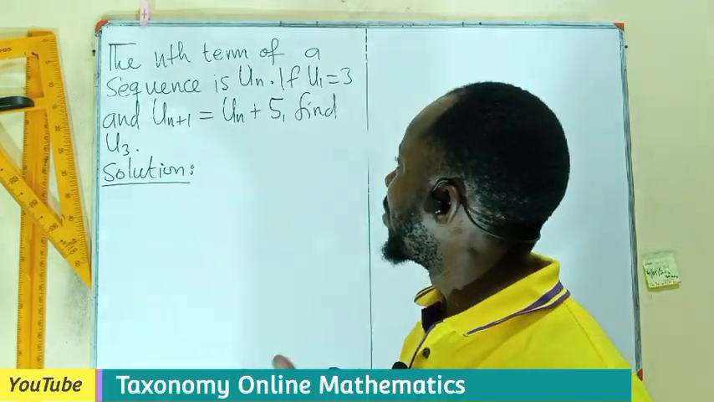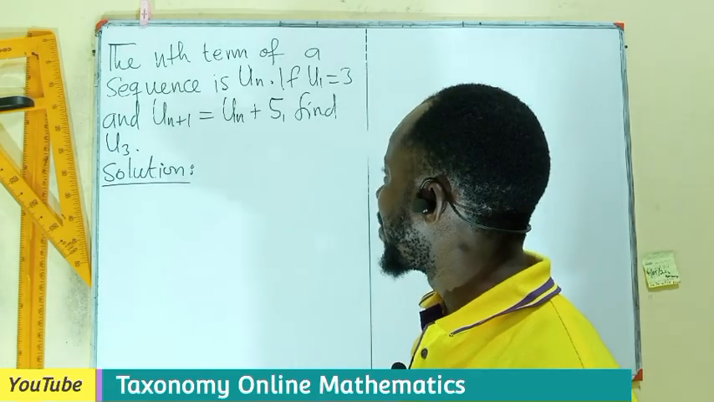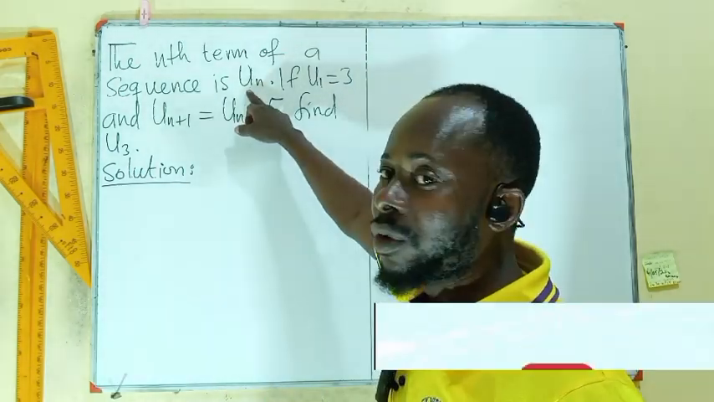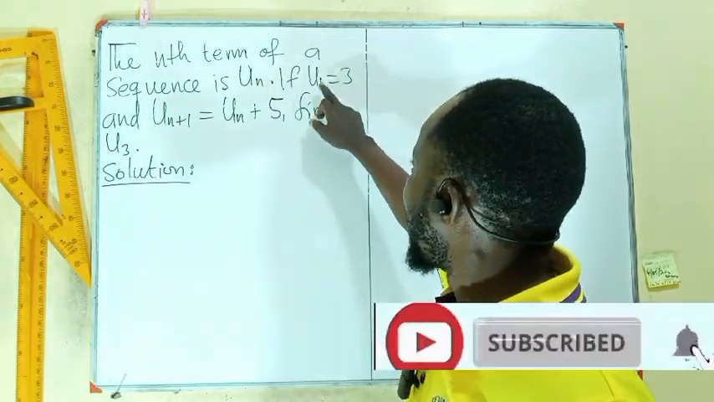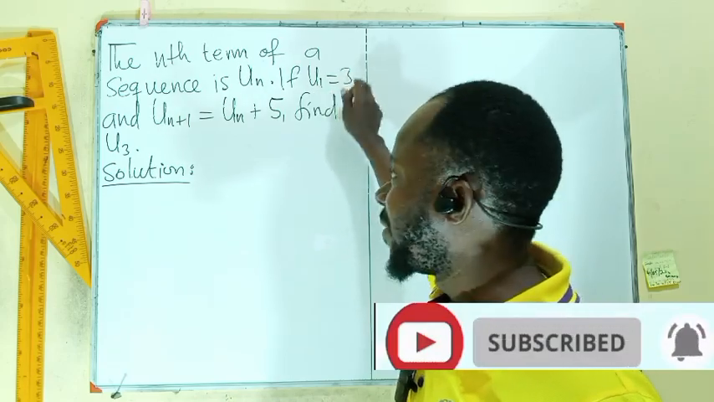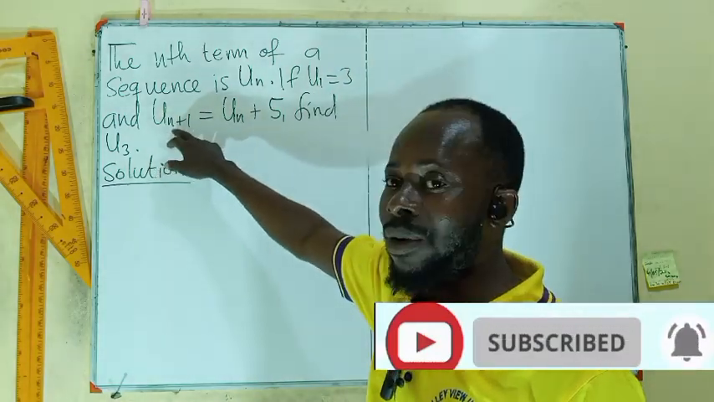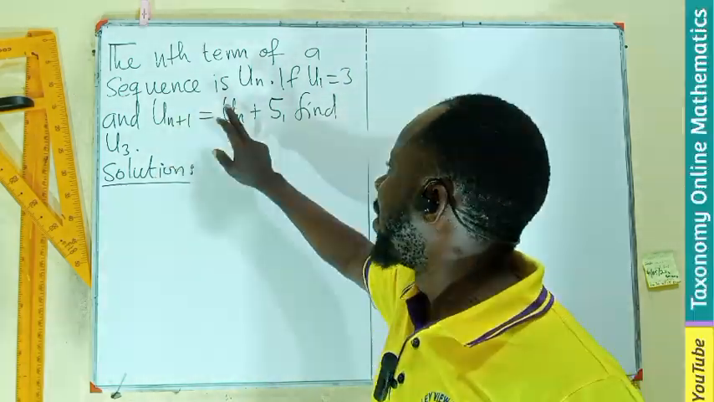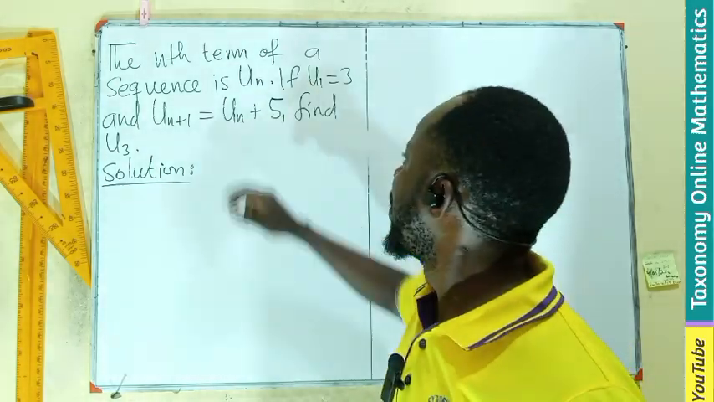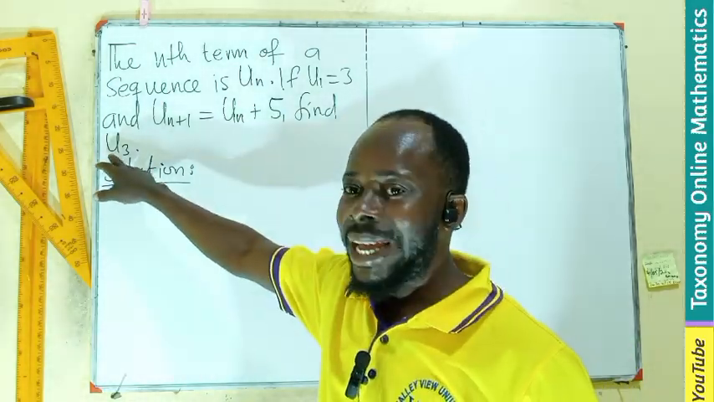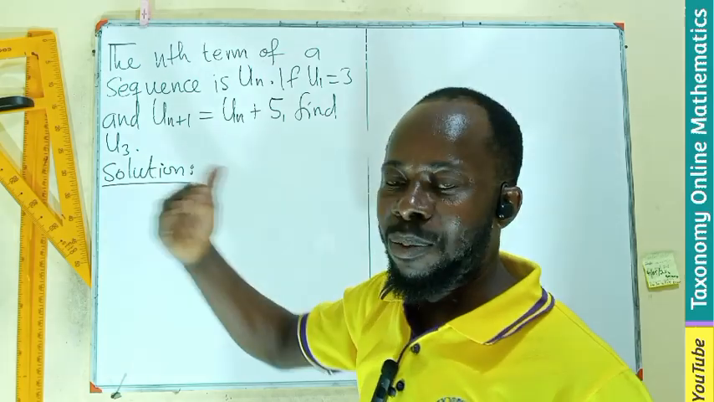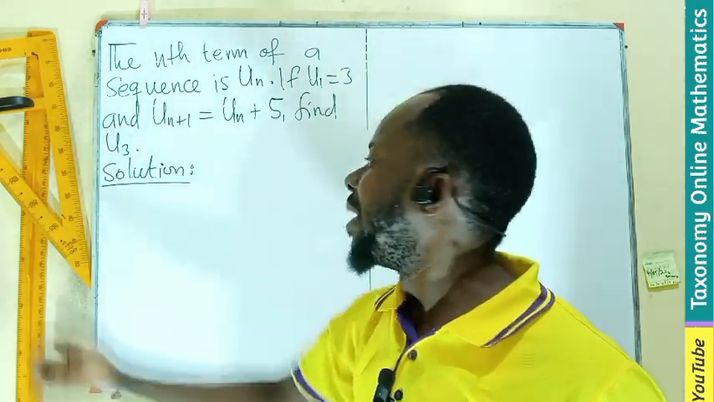Let's have a look at this. The nth term of a sequence is given by u subscript n. If the first term is 3, and the increase of the term by 1 is n plus 5, we are to find the third term. So we are progressing from the first term, to the second term, and to the third term.